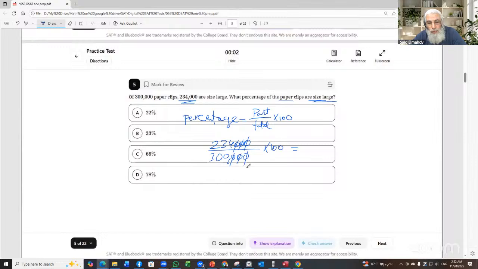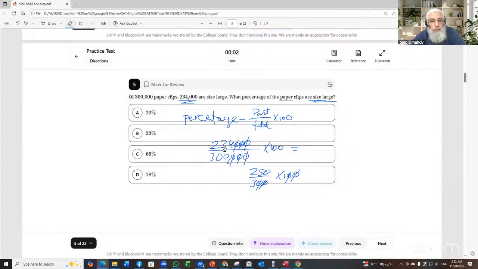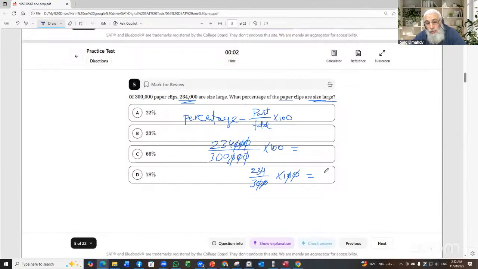Approximately, we can make this 250 divided by 300 multiplied by 100. This we can cancel and simplify, so it is a number divided by 3. Let's make this the exact number, 234 divided by 3, multiplied by 1. 234 divided by 3 is 78, so it is 78%.